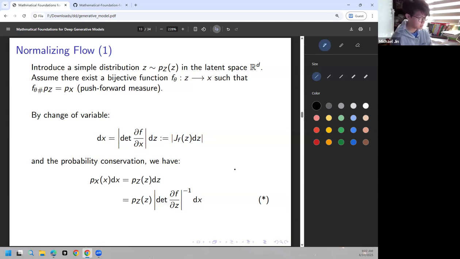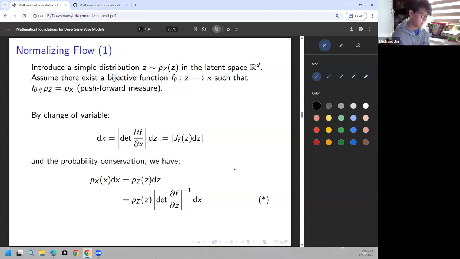Following is some math from it. So the first one is the change of variable formula, because it's in a higher dimension, and we know the change of variable should have a coefficient of the absolute value of the Jacobian determinant, which is the determinant of the partial f over partial x, right? So we can write down dx equal to the Jacobian times dz.